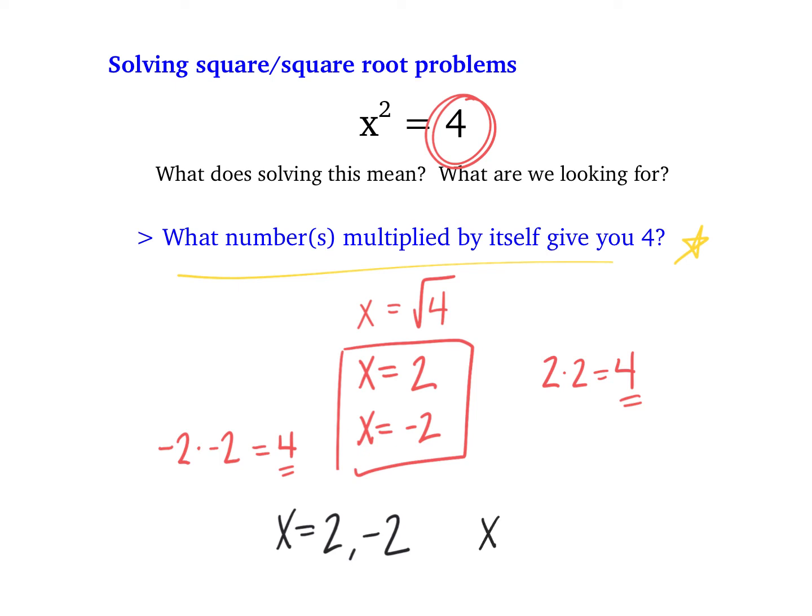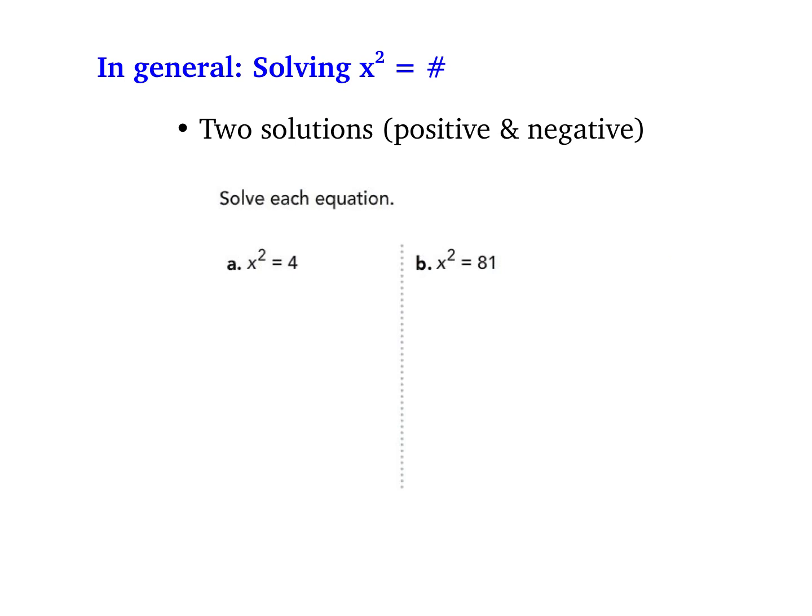Or there's this fancy symbol that means that same thing. You see it as a plus or minus. So what this is saying is your answer could be positive 2 or negative 2. So in general, when you're solving an equation like x squared equals a number, you need to remember that there's two solutions. When I was first learning this, I liked to think that the 2 here reminds me that there's two solutions to the equation.